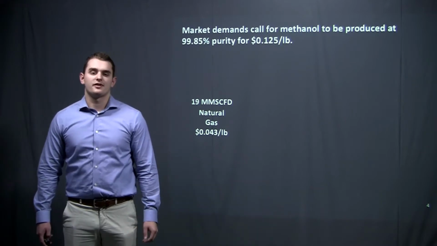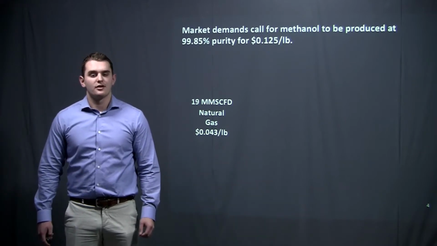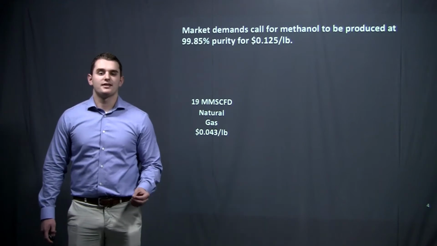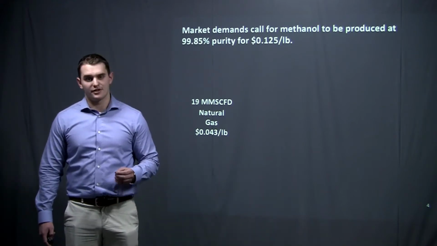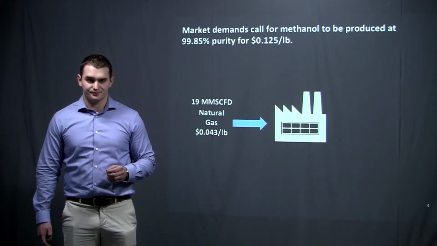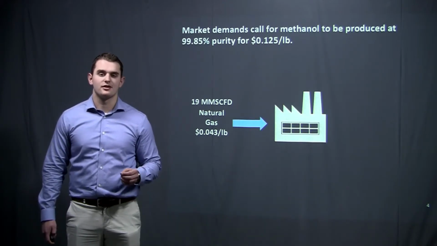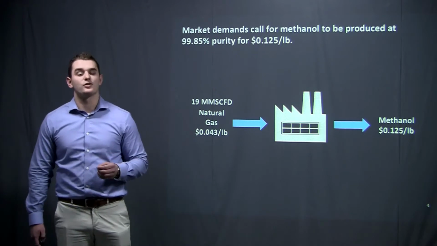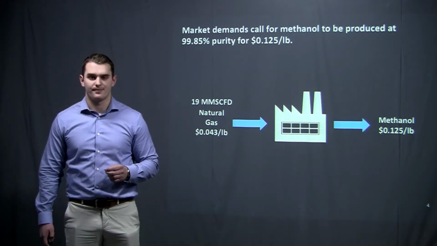Now I'd like to get into some of the constraints to our process. So we were given a feed stream of 19 million standard cubic feet per day of natural gas, which we can purchase at about 4 cents per pound. Once we put that through a process, we will be able to convert it into methanol, which we can sell at about 12.5 cents a pound.